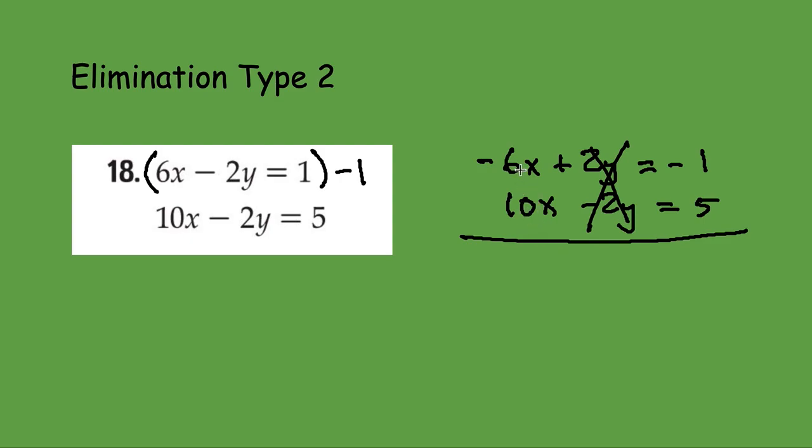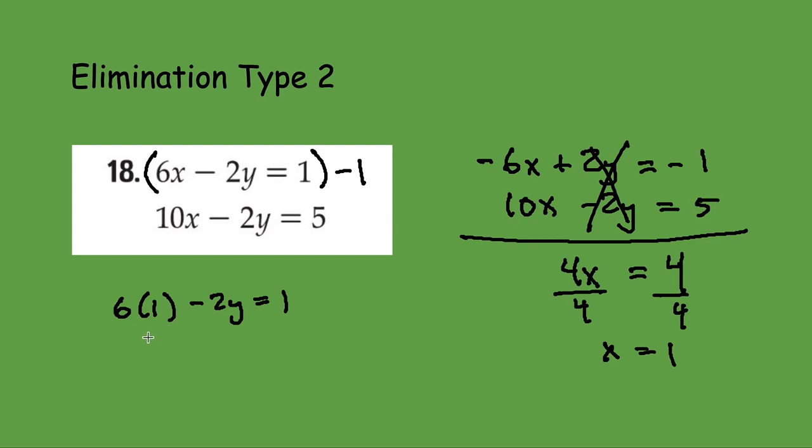And then -6x and positive 10x give you 4x. We're just adding these together here. 5 and -1 gives you 4, not -4. 4x equals 4, which means x must equal 1. Divide both by 4. Now I'm going to plug this 1 into that top equation again. So I'm going to go 6 times 1 minus 2y equals 1, and then we'll solve for y. So we have 6 minus 2y equals 1. Let's subtract 6.